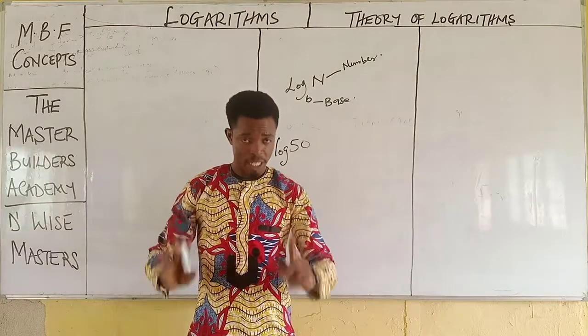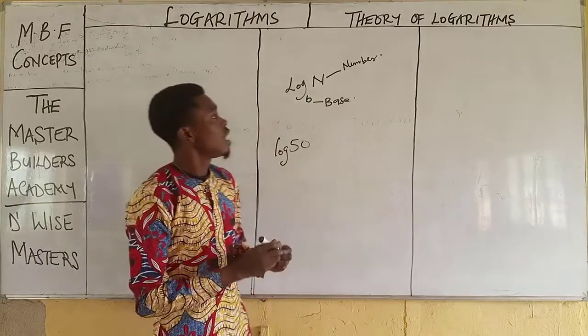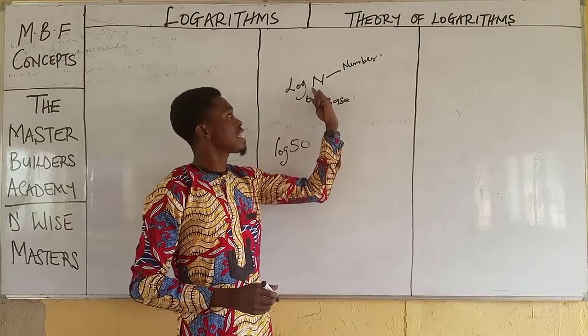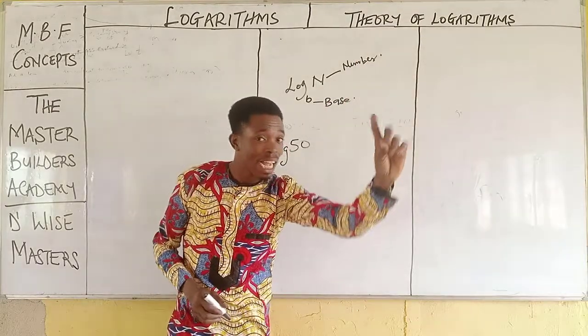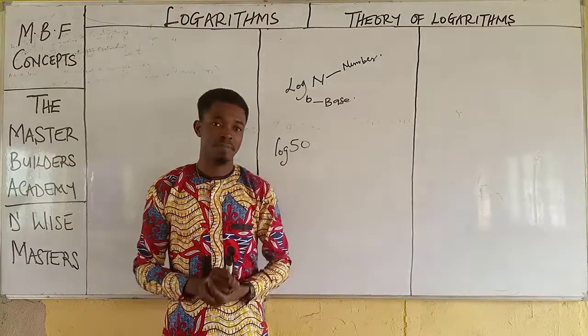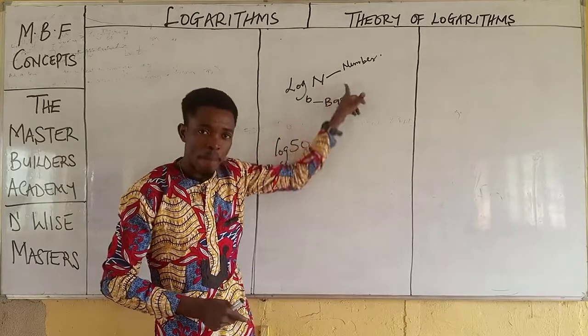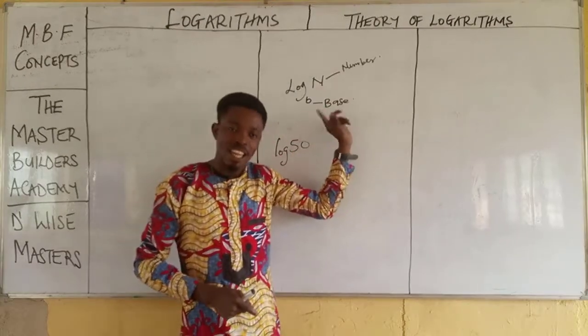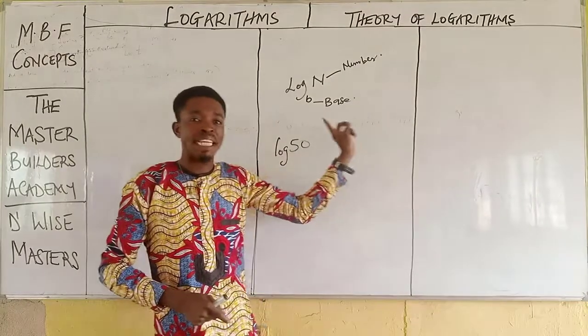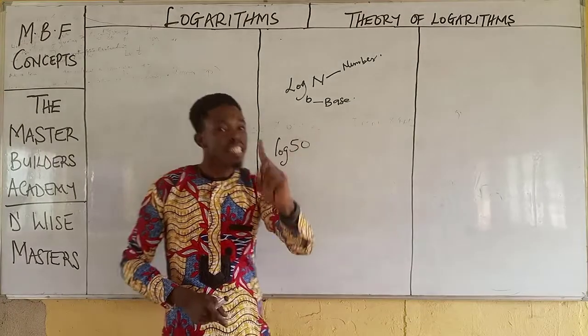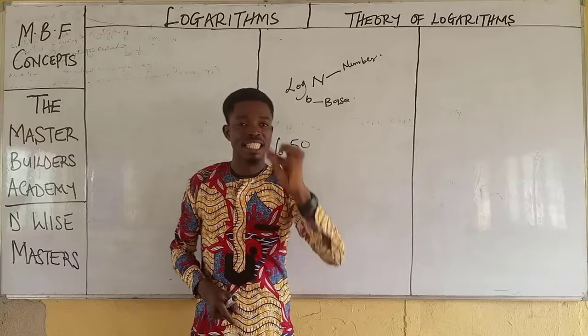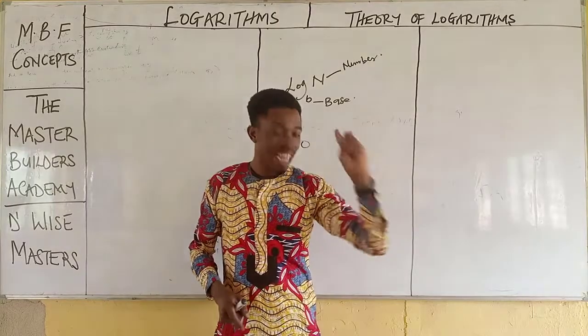Hope you are getting value. Please pay attention here. In this lesson, we shall be taking this here as the number and this as the base. So this is log n base b. Log n base b. This is the least that the logarithm of a number can be.